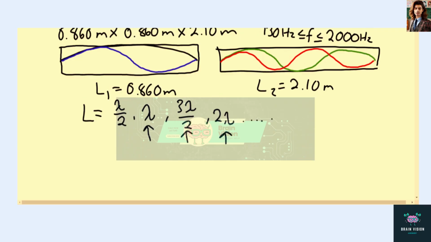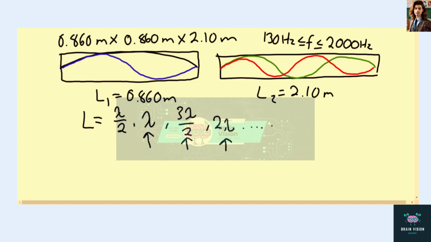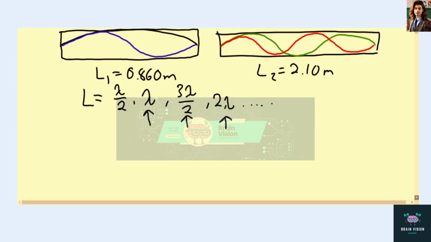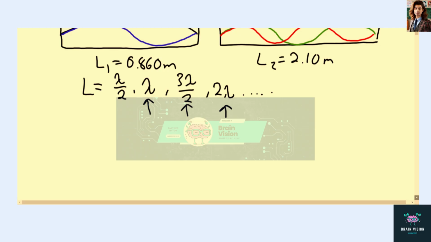We're just finding which fundamentals and harmonics for each of the dimensions lie between 130 hertz and 2000 hertz. It's a little bit more complicated than some of the other problems, and we end up with a lot of answers. So I'm going to do this one set of dimensions at a time, give all the answers related to that dimension, and then repeat it for the second one. So this is kind of a two-part problem.